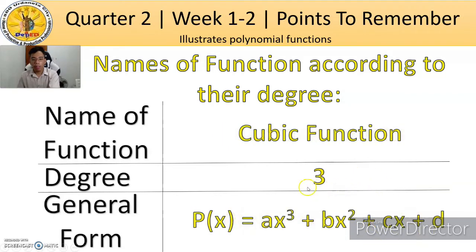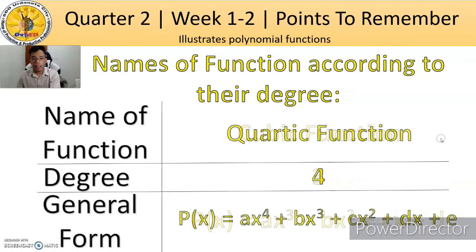For a polynomial function with degree 3, its name is cubic function, and its general form is p of x is equal to ax cubed plus bx squared plus cx plus d. On the other hand, if a polynomial function has degree 4, it is called a quartic function.